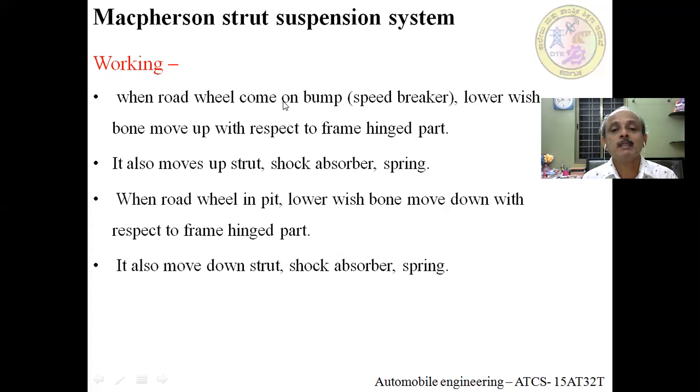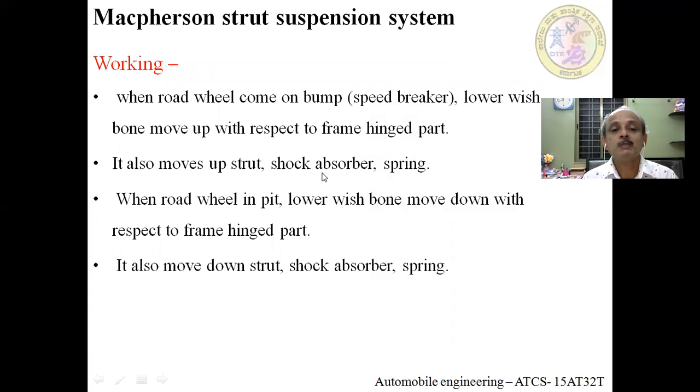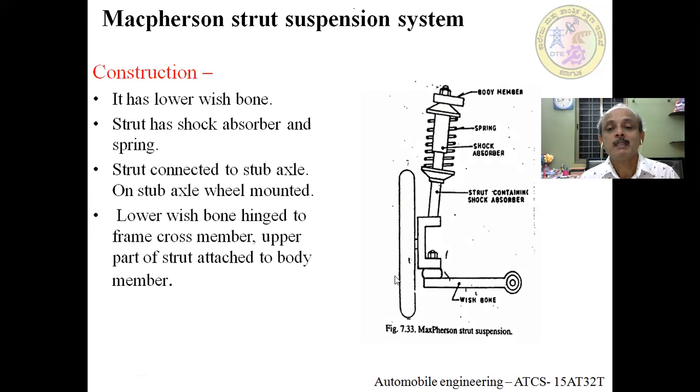When the road wheel comes on a bump, the lower wishbone moves up with respect to the frame hinged part. Very simple. The lower wishbone moves up with respect to the frame hinged part. So this moves up the strut, shock absorber, and spring. So it is very simple. The strut and shock absorber also move up, so that the spring and shock absorber also go inside.